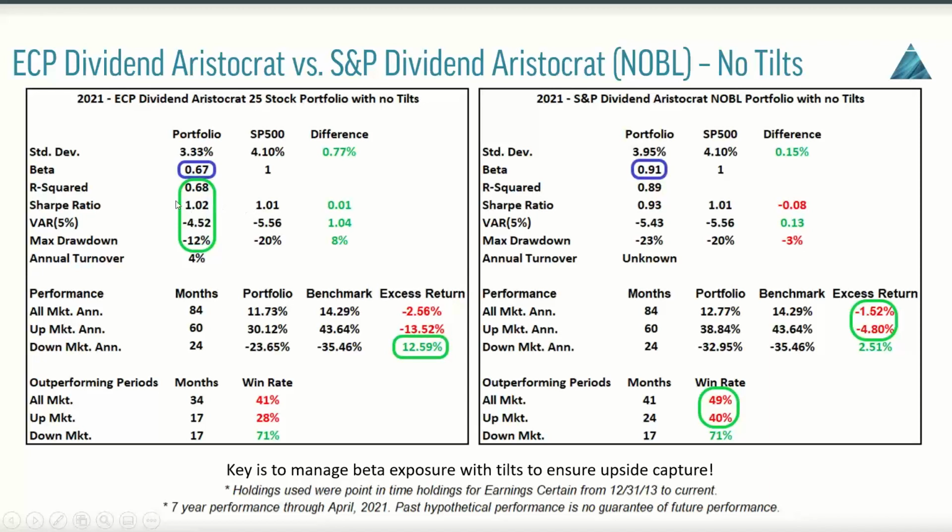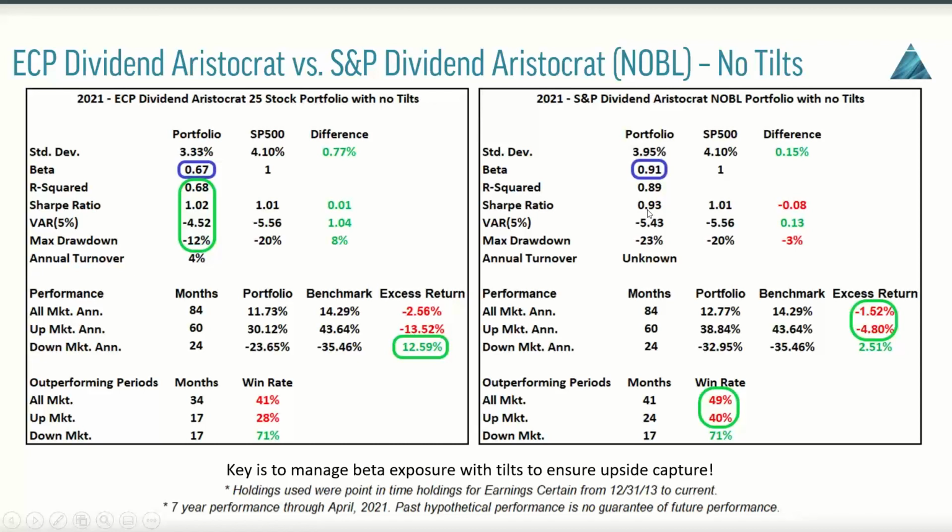Also notice here too, the Sharpe ratio is slightly better for ECP Dividend Aristocrats. Everything here in green is going to be better than NOBL. And you can see that it's not much different than the S&P 500 over this observation period, but at least it's not negative like it is for NOBL.